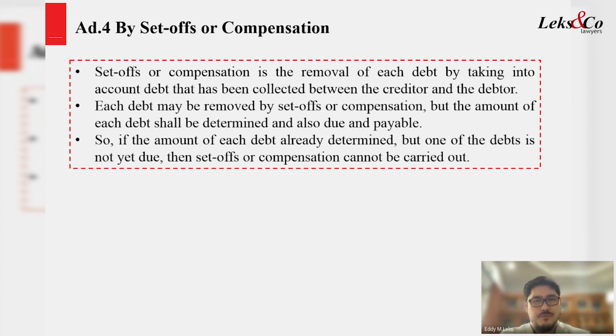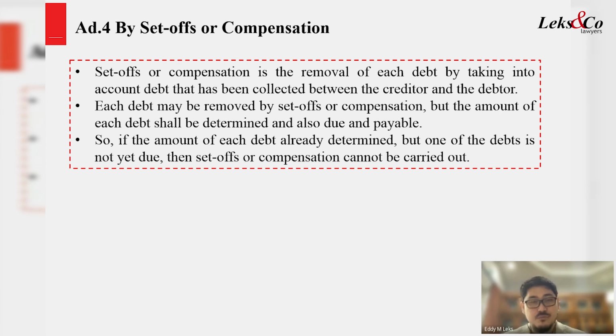And then by set-off. Set-off or compensation is the removal of each debt, or the termination of each debt, by taking into account debt that has been collected between the creditor and the debtor. Each debt may be removed by set-off or compensation. Jadi perjumpaan utang ini intinya ya. But the amount of each debt shall be determined and also due and payable. Tentang kompensasi atau perjumpaan utang, you see 1425. Wow, this is quite many ya. 1425, 1426 to 1435. Ya.